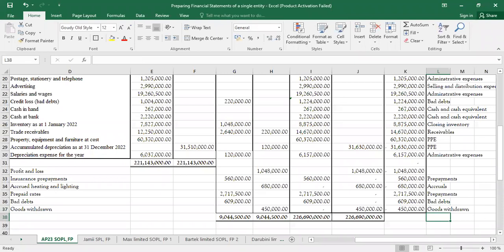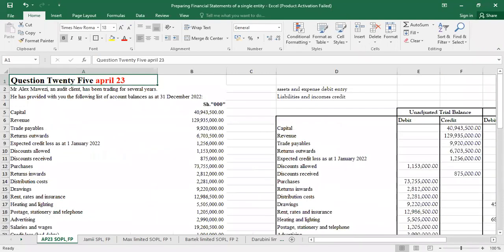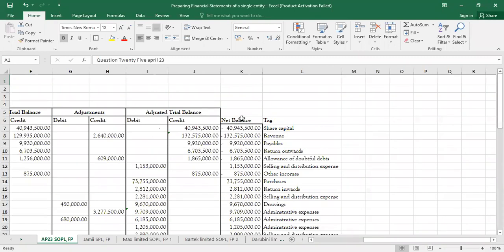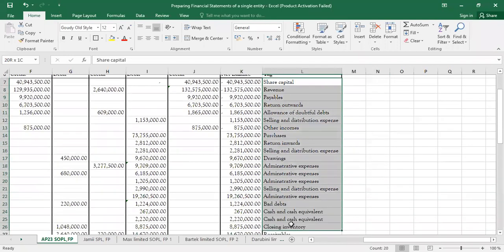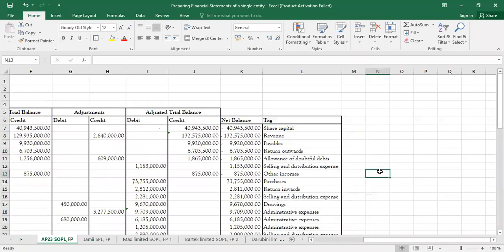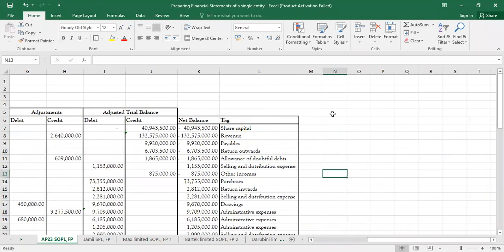Goods withdrawn. I go back, Control Home, to jump to the first cell. Maybe I'll adjust this tag column. I'll do some Alt HBT to just make the work presentable. Then also Alt HBT to make the work presentable again. So I'll go now to start preparing the draft statement of profit or loss. Control Bold, statement of profit or loss.